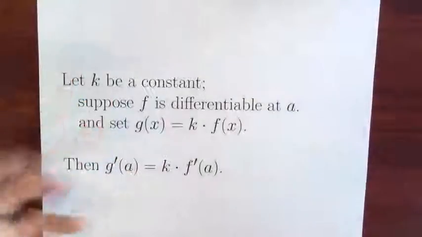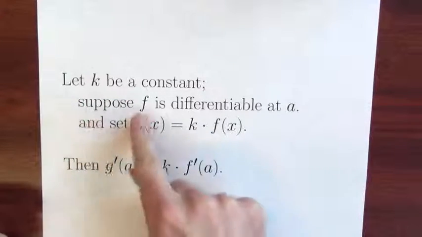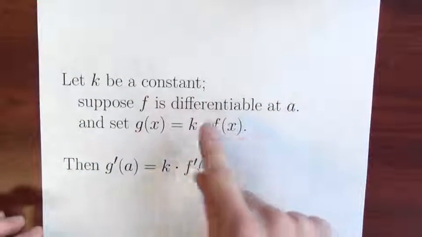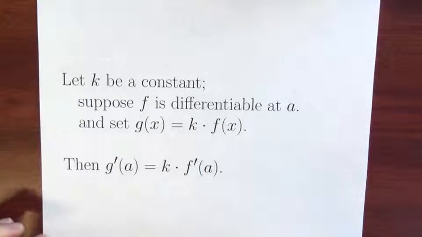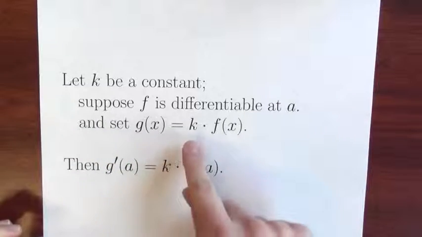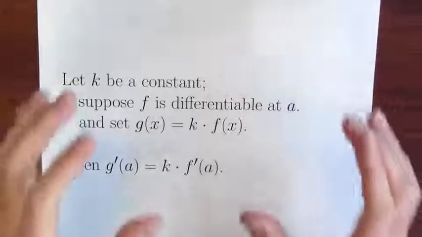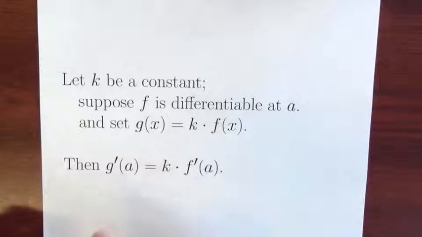We can formalize this as a rule. Here's the constant multiple rule. So let k be a constant, and suppose that f is just some function which is differentiable at the point a. g is that constant multiple of f. So g of x is k times f of x. Given this setup, what the constant multiple rule is concluding is that the derivatives are related in the same way. The derivative at the point a is k times the derivative of f at the point a.